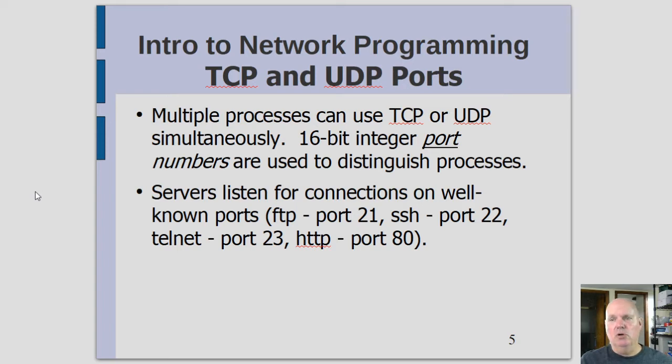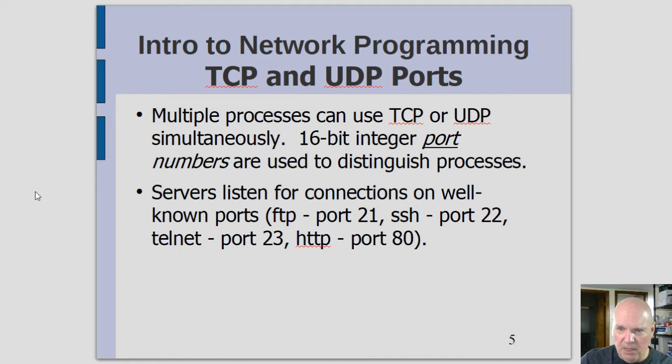Server processes also are assigned particular port numbers. So server programs listen for incoming connections on well-known ports. For example, FTP uses port 21, Secure Shell listens on port 22, HTTP listens on port 80. So your client process makes a connection to the server IP address and also the particular server port number, where it knows that the server process is listening for connections on that port. And so you'll see the details of that as we get into this.